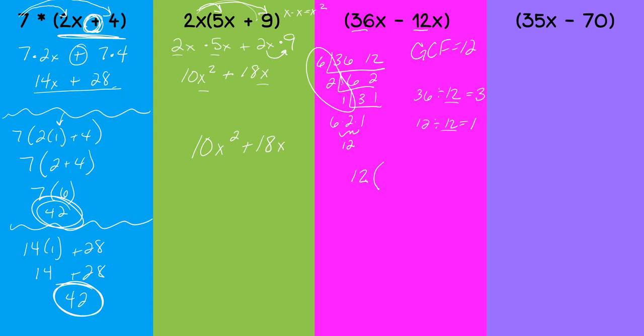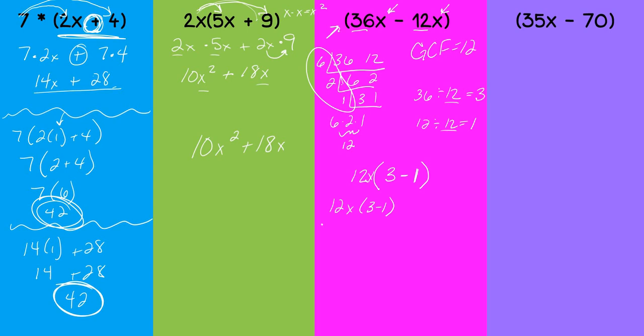Now the other common factor here is that both of them have an x. So I can actually pull out the x as well. After I did the 36 divided by 12, I was left with 3. I would keep the subtraction sign, and then when I did 12 divided by 12, I was left with 1. And I have to put that 1 in there because if I don't, my expression is no longer equivalent. So by using factoring, I'm finding that 12x times 3 minus 1 is also equivalent to 36x minus 12x.